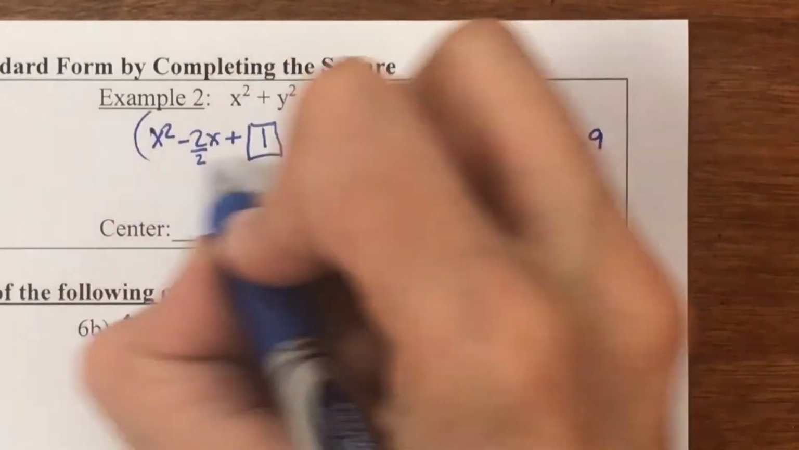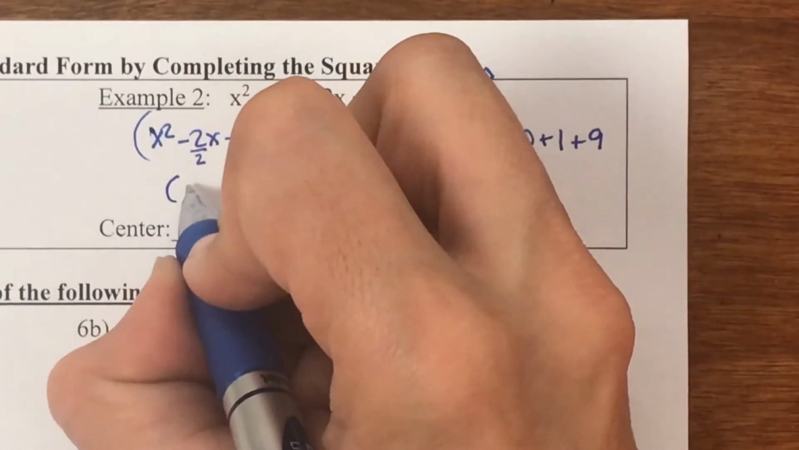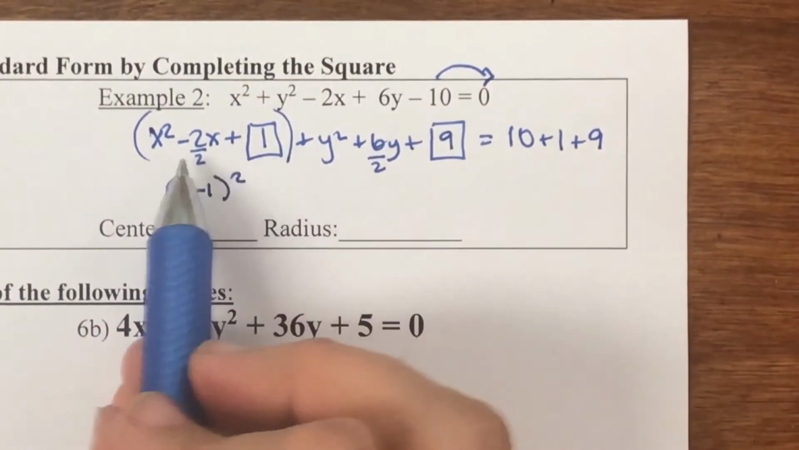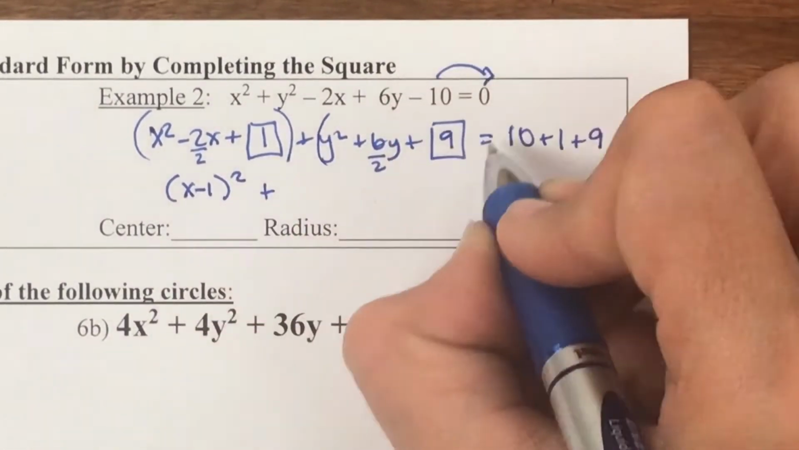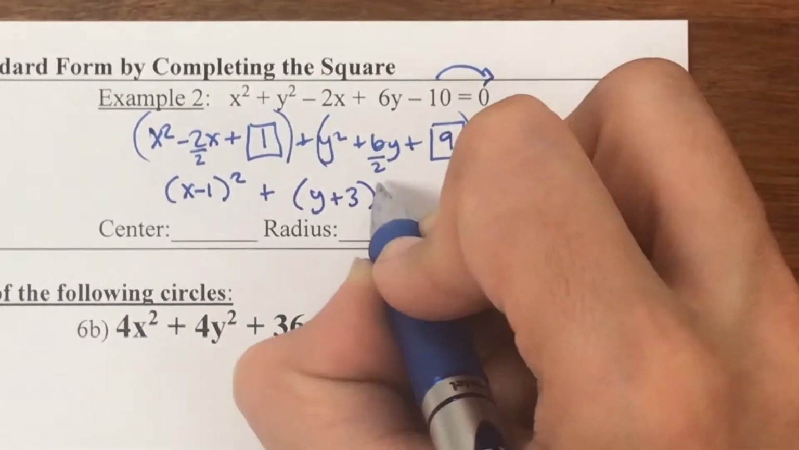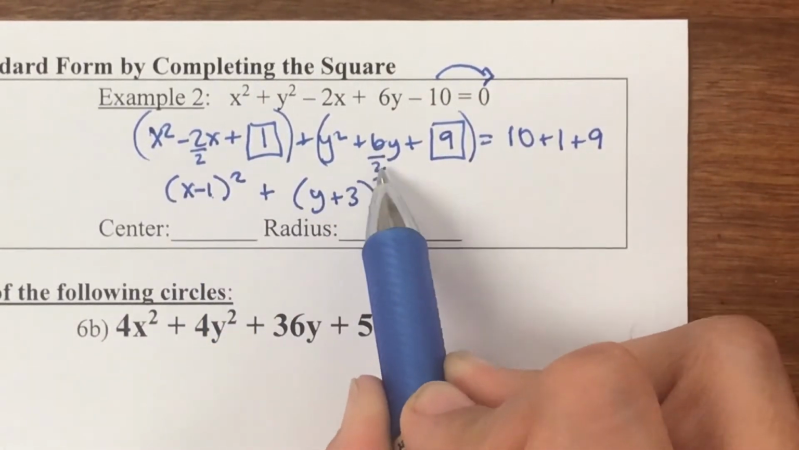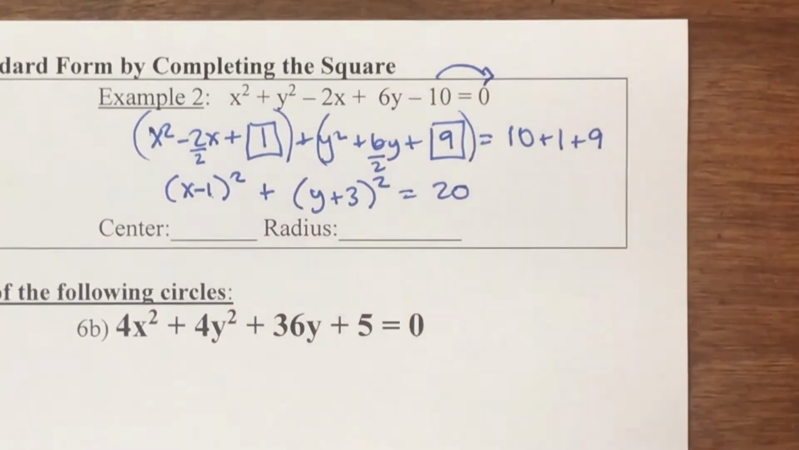So when I go ahead and, really we're factoring this, but we're really making it a perfect square, so it's (x minus 1) squared, because that factors into x minus 1 times x minus 1, plus, and then we're factoring this into y plus 3 and y plus 3. Remember, this number is always half of this number, so half of 6 was 3, equals 20.